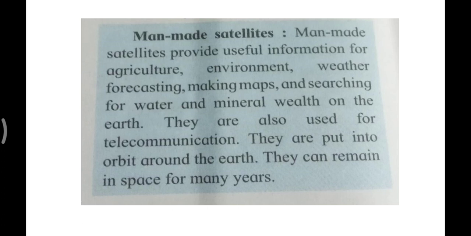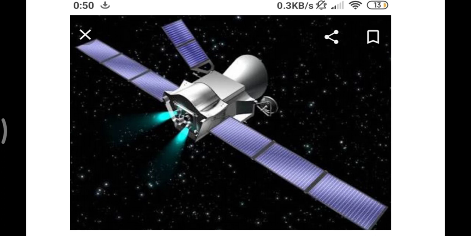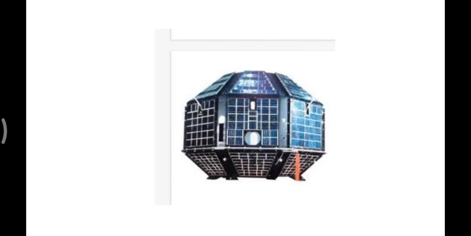Okay, do you want to see a picture of a man-made satellite? See. Okay, this is a man-made satellite which is revolving around the earth. And there are many such satellites which are revolving around the earth. Do you know which is the first satellite of India? Aryabhat. This is the picture of the first satellite of India, Aryabhat.